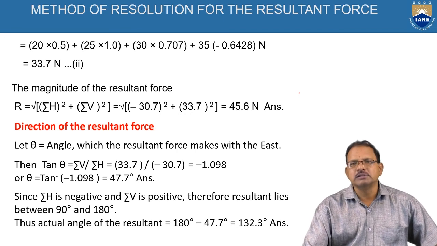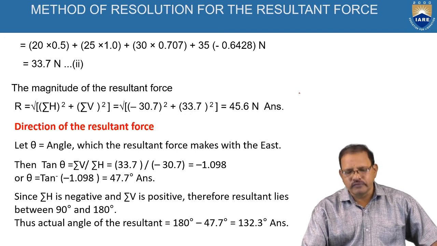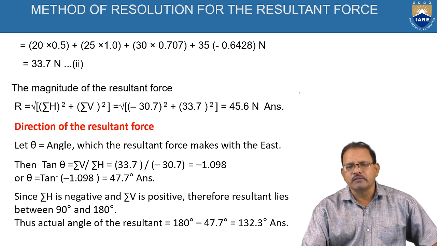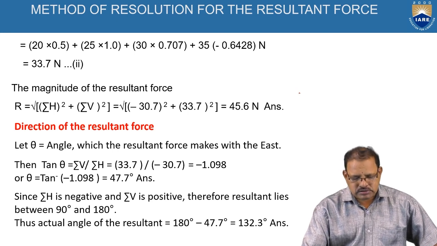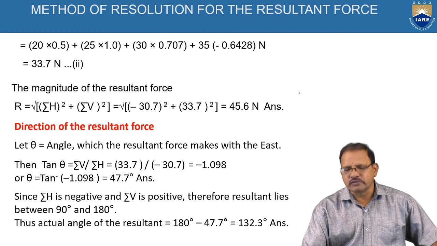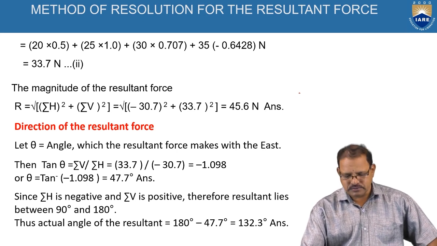Since sigma h is negative and sigma v is positive, it belongs to the second quadrant. So theta lies between 90 and 180 degrees. Hence the actual angle made by the resultant force, when measured with respect to the x-axis, is 180 minus 47.7 degrees, which is equal to 132.3 degrees.